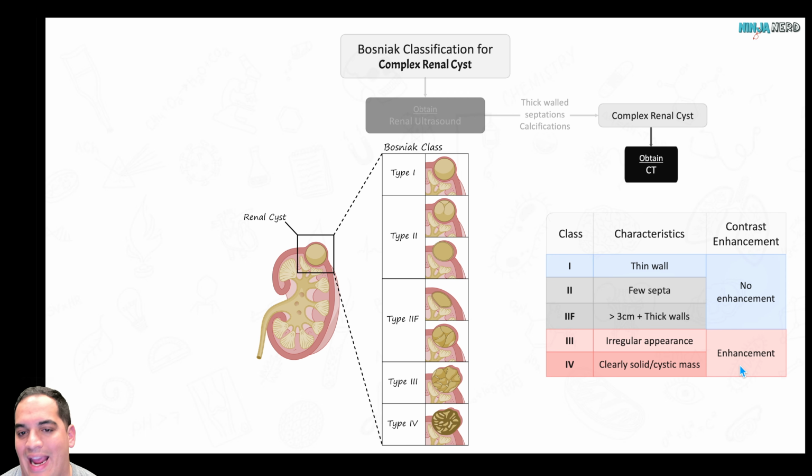But when I see enhancement, irregular appearance, lots of septations, it's big, it's got thick walls, I really need to get in there and potentially remove this cyst. And so it may be a partial or a complete nephrectomy in 3 and 4. All right, and we'll talk about that a little bit later.